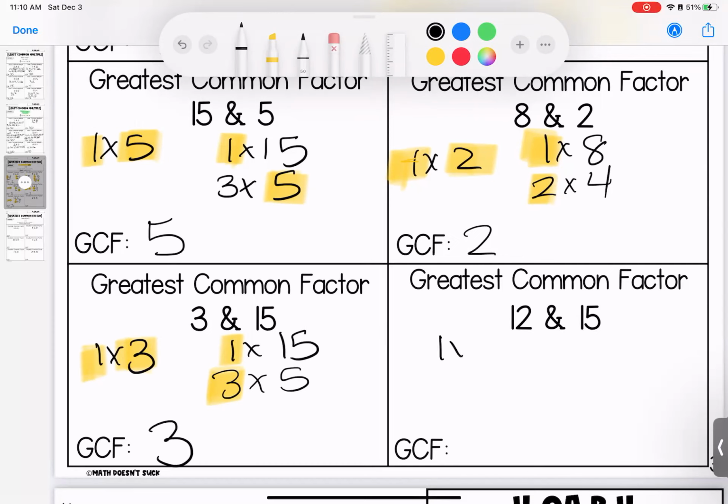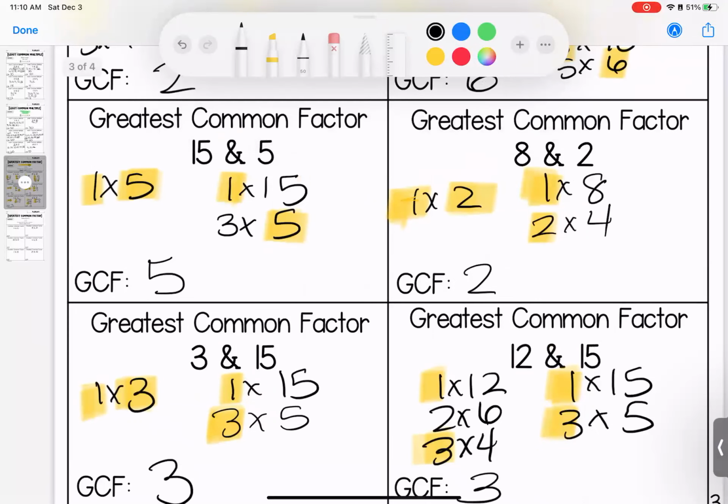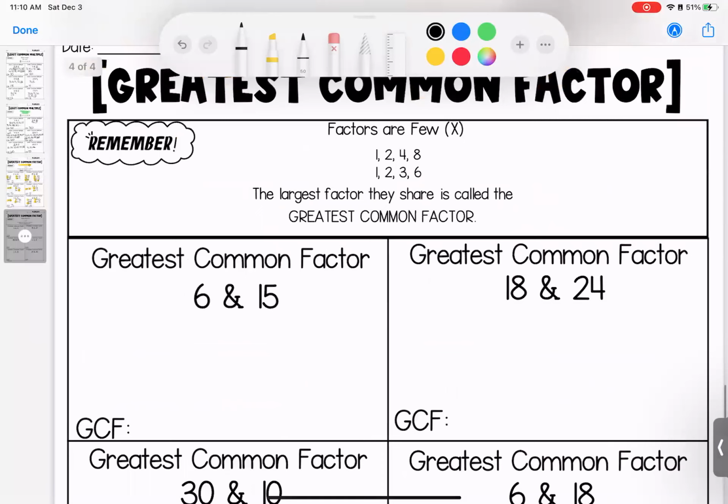12 and 15, we have 1 times 12, 2 times 6, 3 times 4. We also have 1 times 15 and 3 times 5. Let's look and see what they share. They both have a 1. They both have a 3. Greatest common factor is 3. Any questions on these mathletes, please bring them with you to class.